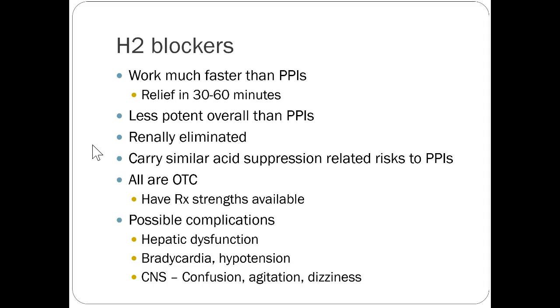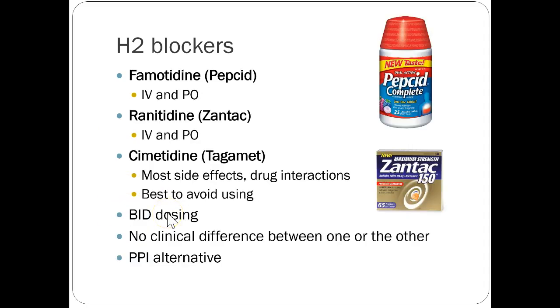They're all over the counter. They all have prescription strengths available as well. Possible complications, not too much, to be honest. There's not really anything that happens with these drugs unless you take them excessively or you have poor kidney function that causes you not to be able to eliminate them. That's where you might see the CNS related effects. There are 3 drugs available: famotidine, ranitidine, and cimetidine. Famotidine is probably going to be the most common one you see.